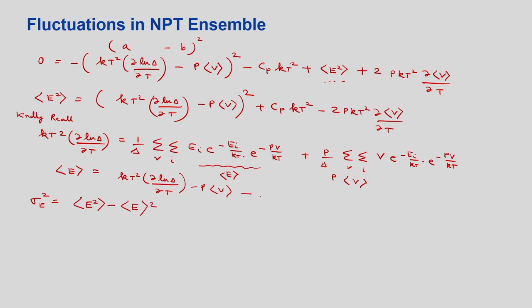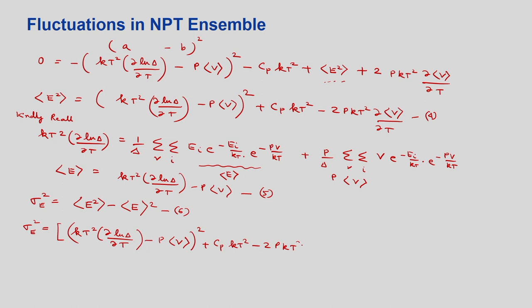One is this expression, expression number 1. We got expression 4 and expression 5. So, put expression 4 and 5 in expression 6 and simplify. If you do that, let us first put these values here. So, sigma E square equals kT square dou ln delta by dou T minus p delta v, this is whole square, plus Cp kT square minus 2p kT square.